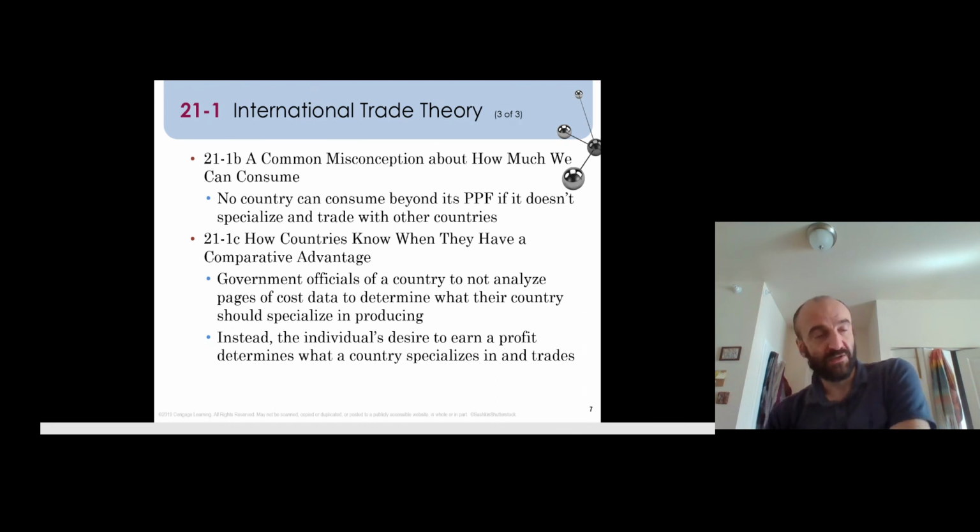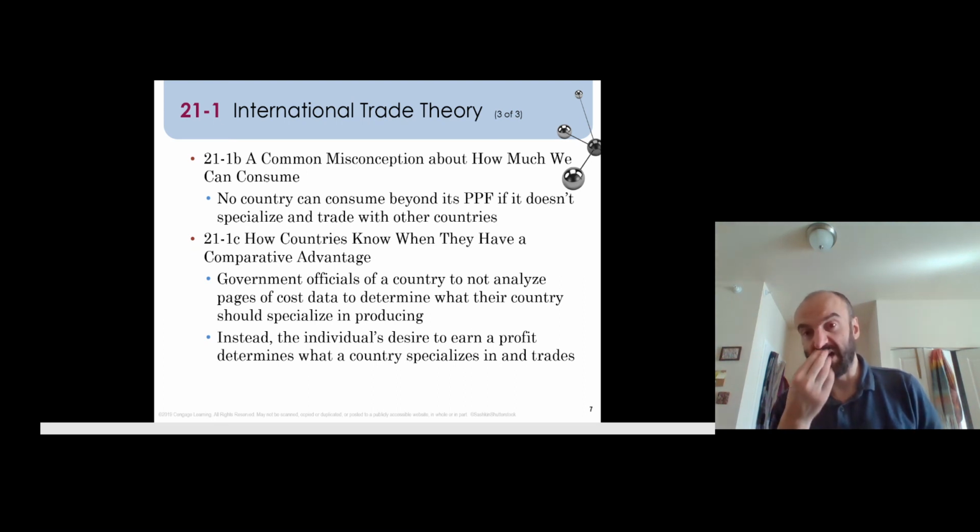It works incrementally and gradually, and individual firms and households discover these data over time. So the costs are not given in advance, they have to be discovered. And who is more efficient in making what is discovered through this gradual market process in which firms experiment and try doing different things in different ways, and then the profit and loss determines who can do what.